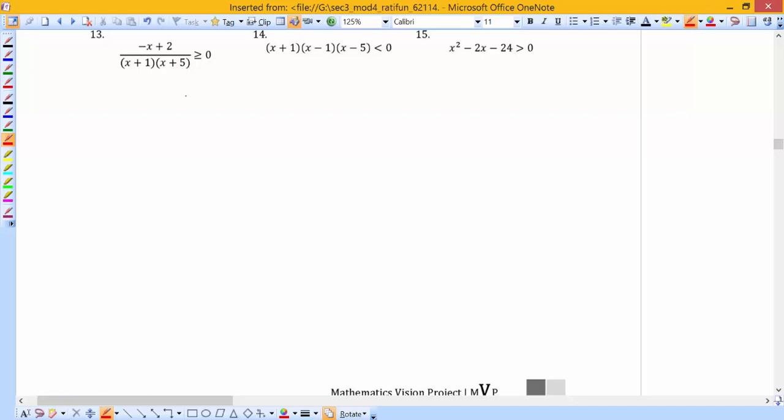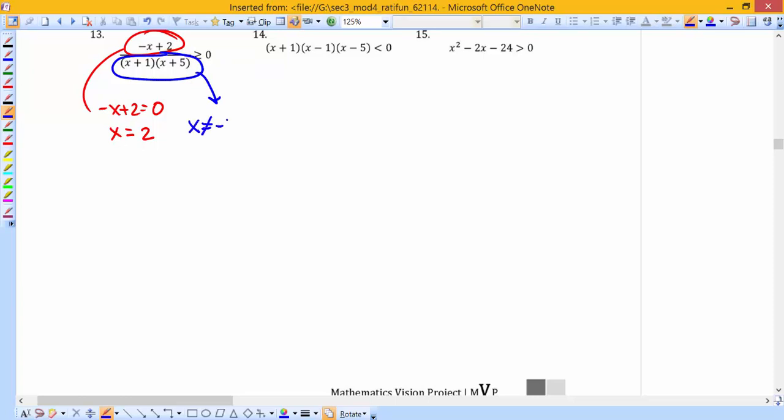When we're solving, we're looking for the x-intercepts. So if I take my numerator, -x plus 2 equals 0, like we did before, what did we get back in the set? We got +2. Then we also have to look at the denominator. The denominator is different. These are what they cannot equal. X cannot equal -1 and -5.